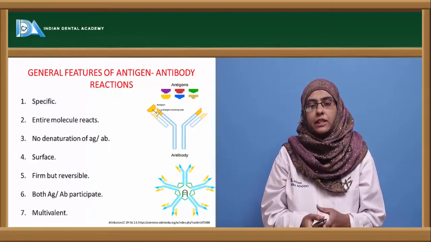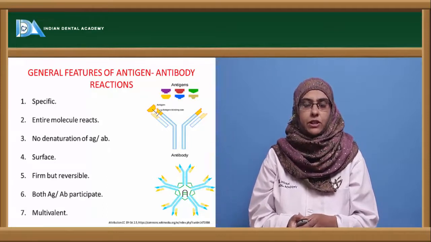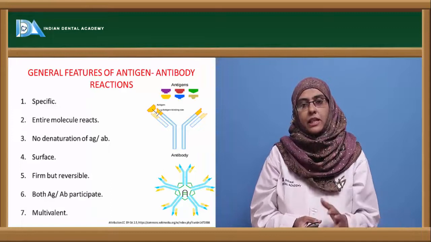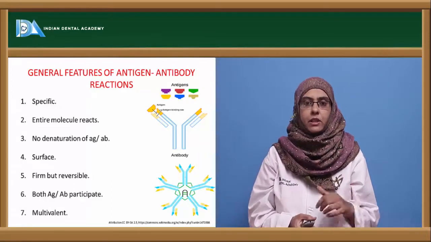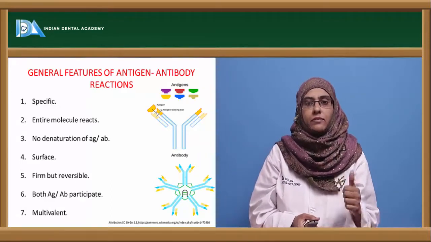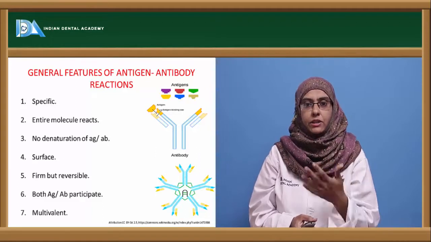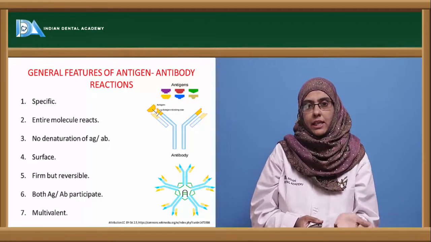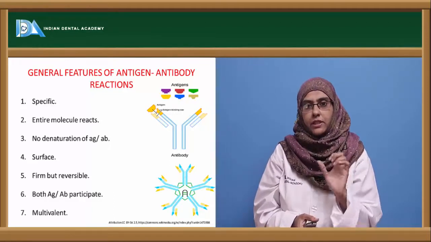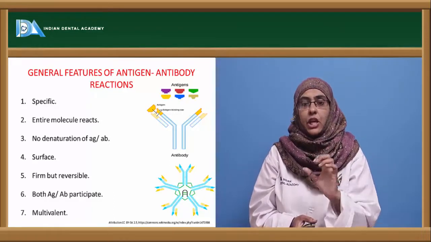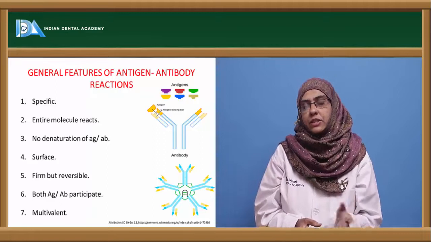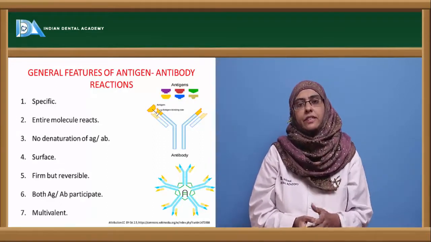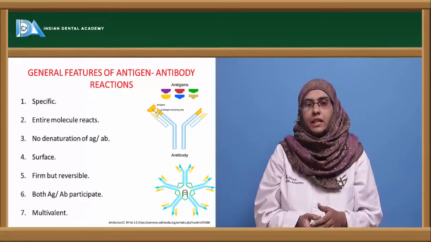Next, there is no denaturation of antigen and antibody. As I told you, antibodies by themselves cannot cause the lysis of the organism or the antigen. It is only after they bind that they induce the immune response to produce different kinds of cells to cause the lysis of the antigen. So in the primary or the secondary stage, you will not see denaturation of either the antigen or the antibody until different cells are produced to eliminate the antigen.